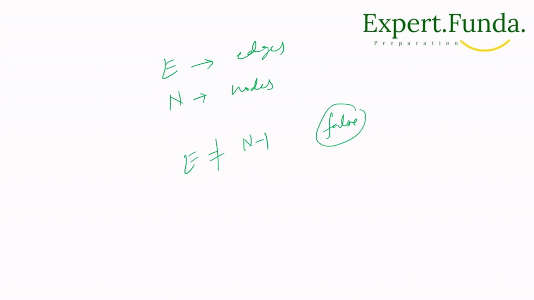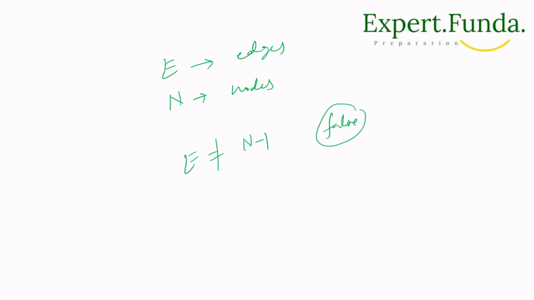So finally, let's talk about the complexity. We have taken e as the number of edges and n as the number of nodes. When the number of edges is not equal to n minus 1, it means the graph is not connected, and we simply return false, because all nodes are not connected.